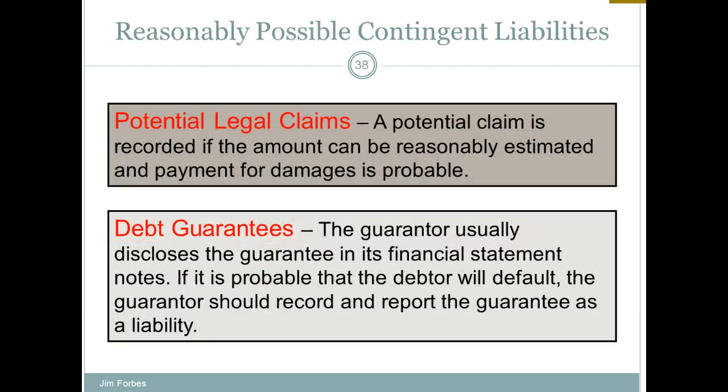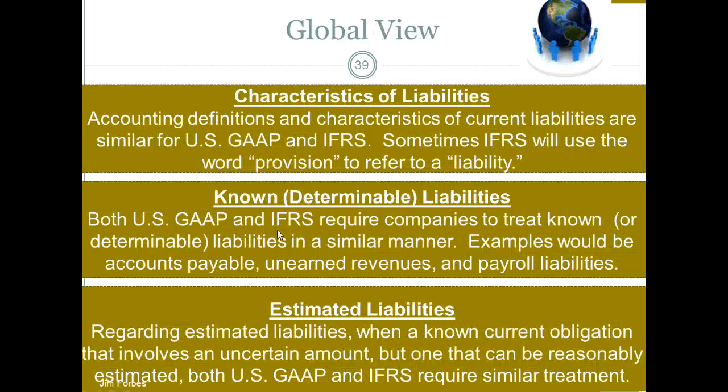Again, some possible contingent liabilities, definitely the potential legal claims. Could be a debt guarantee. A guarantee maybe would be like, maybe your parent is helping you buy your car, and they guaranteed that loan. They would need to record that as a liability possibly on their financials. Because if you default, the bank's going to go after them. A lot of times this is a component of student loans, and it's a problem for a lot of people. I'm not going to go into the global view.